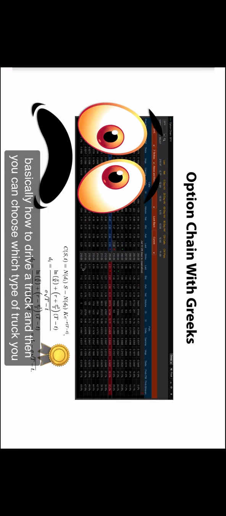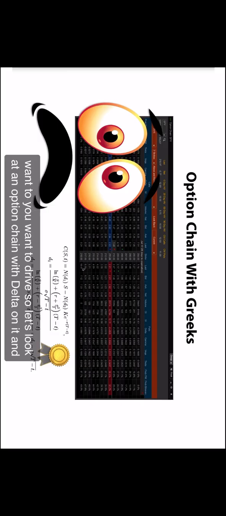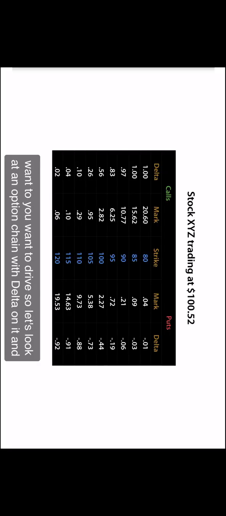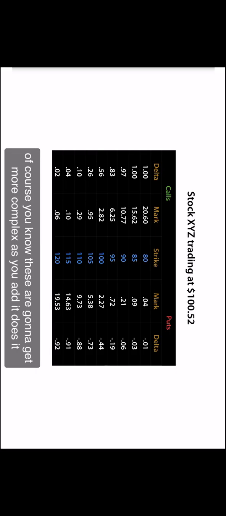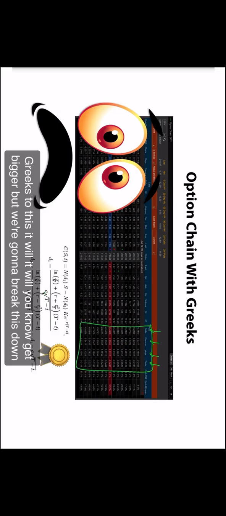We're going to show you basically how to drive a truck, and then you can choose which type of truck you want to drive. So let's look at an option chain with Delta on it. And of course, these are going to get more complex as you add. It doesn't get more complex. It just looks more complex. As we add more and more Greeks to this, it will get bigger.